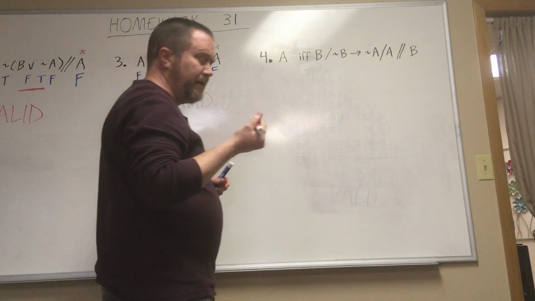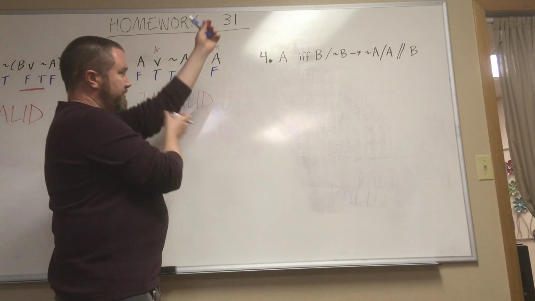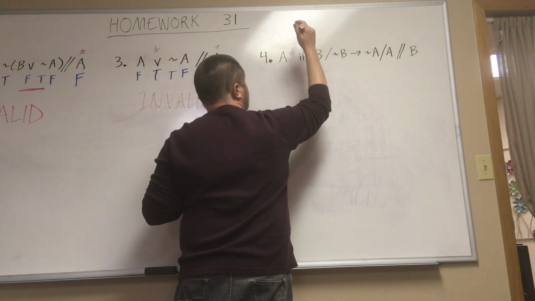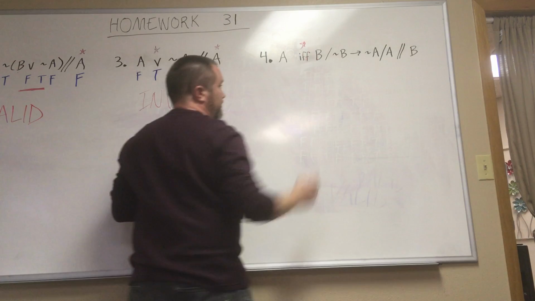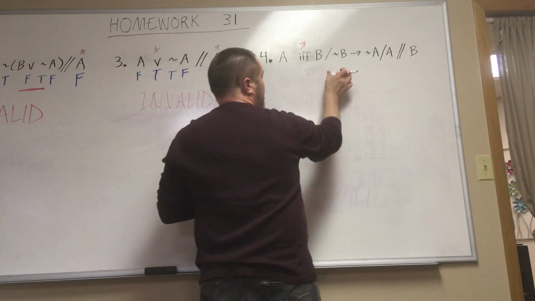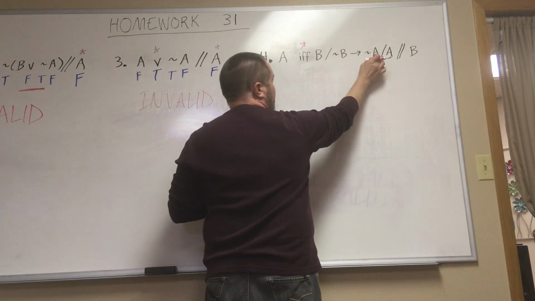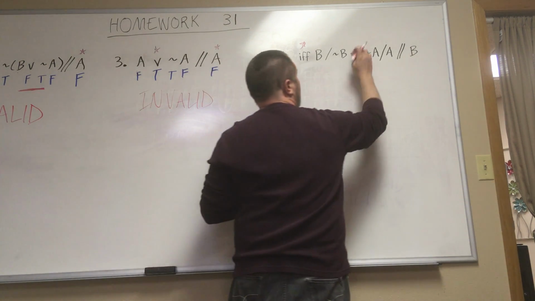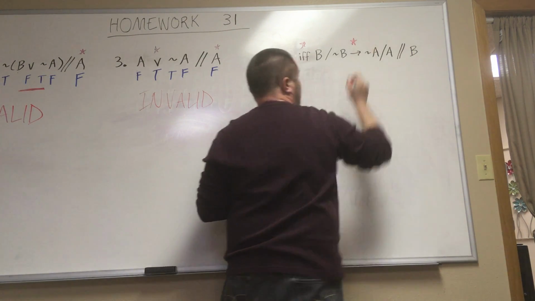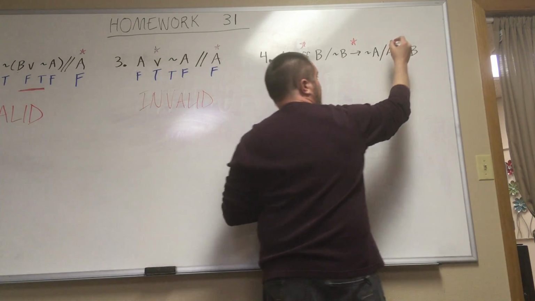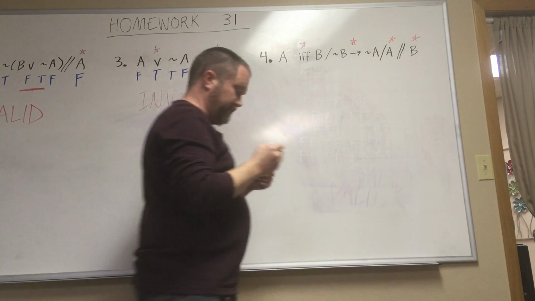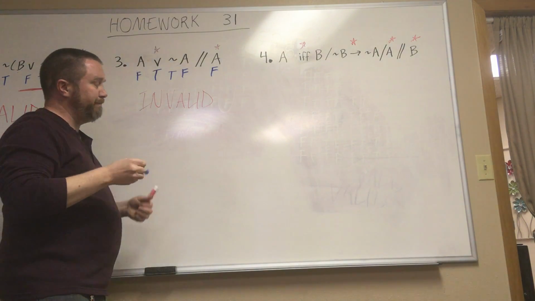So let's go ahead and highlight the main operators. So A, if and only if B, the main operator is going to be the biconditional. Not B, not A are each their own entities. So the main operator is going to be the conditional. And then, of course, simple proposition A, simple proposition B is what we're going to be looking for though.